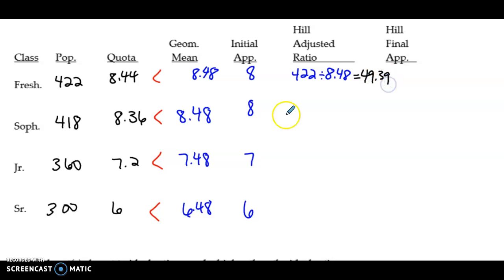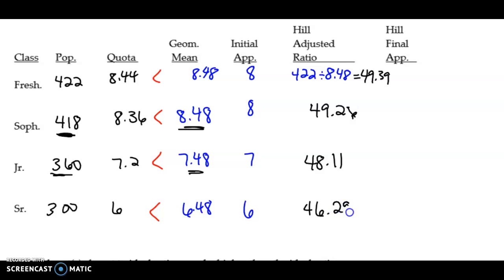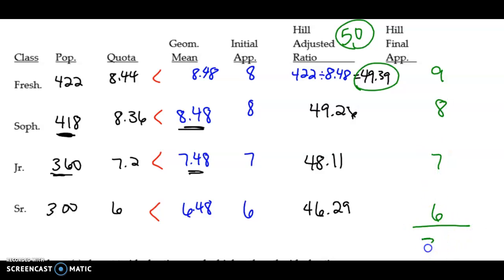Okay, if I divide the population by the geometric mean for the sophomore class, I get 49.26. For the junior class, I get 48.11. And for the senior class, I get 46.29. So we need to see which one is closest to that 50, that ideal ratio. And it's again going to be that freshman class. So the Hill final apportionment would be 9, 8, 7, 6, which now adds up to the 30 votes that we wanted.